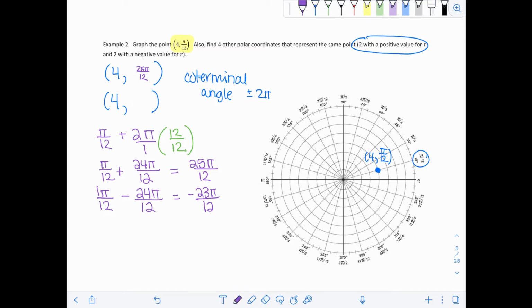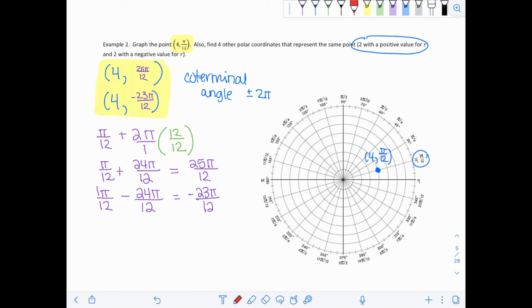So another point would be 4, negative 23 pi over 12. So here are two answers where the r value is positive, and now let's find two answers where the r value is negative.